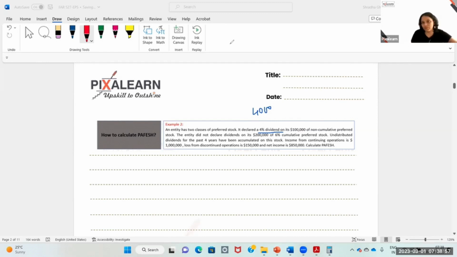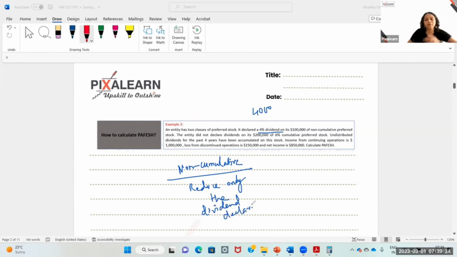So there are certain rules. What is the rule? There's a logic. The logic is, if the shares are non-cumulative, you will reduce only that which has been declared in the current year. Is this clear? If the shares are non-cumulative, reduce only the dividends declared. Whatever is the dividend declared, reduce it. If it is higher, reduce it. If it is lower, reduce it. If it is the same, reduce. Whatever, the dollar figure is immaterial.